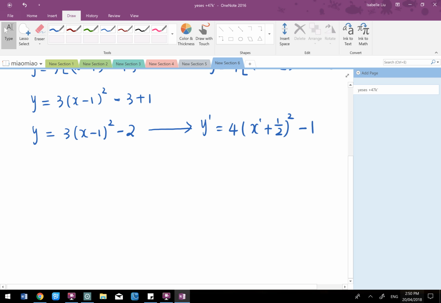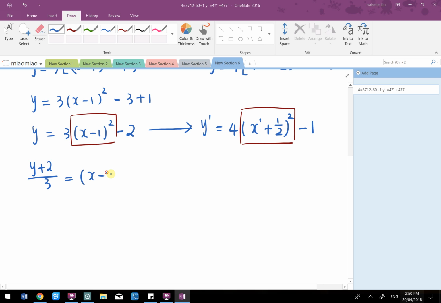Okay, that's the two equations you get in the end. What do you think you will leave on the right hand side and what do you think needs to move to the other side? Yep, it's only the thing in the bracket with the square needs to be on one side. The rule is something squared. So what we need to move is y plus 2 over 3 equals x minus 1 squared. Okay, that is y dash plus 1 over 4 equals x dash plus a half squared.